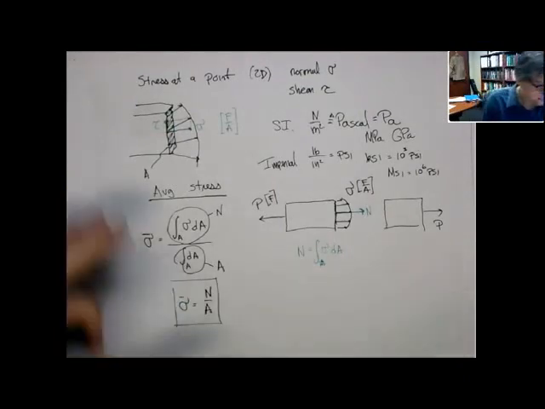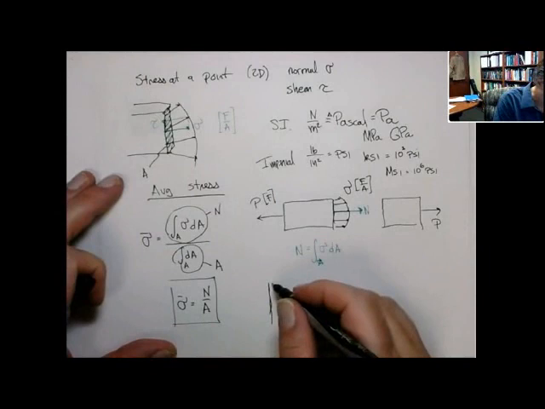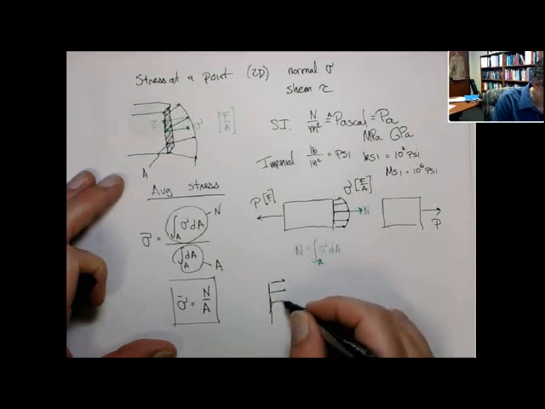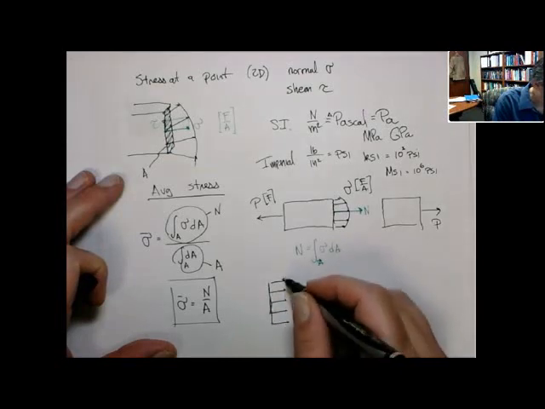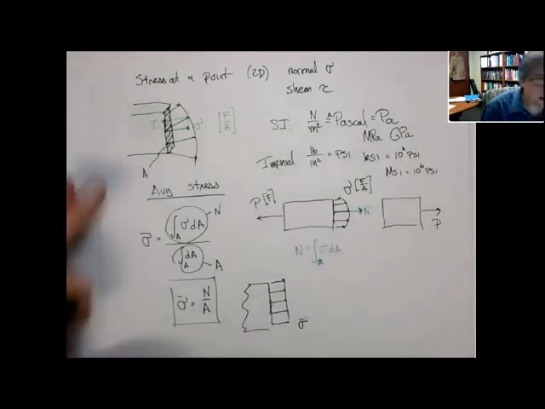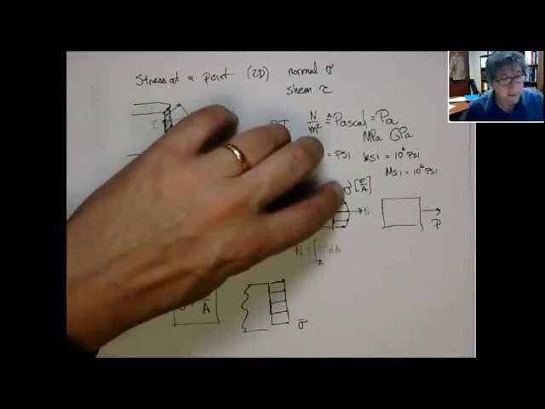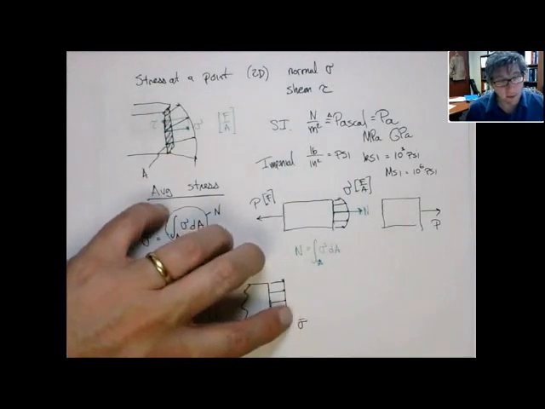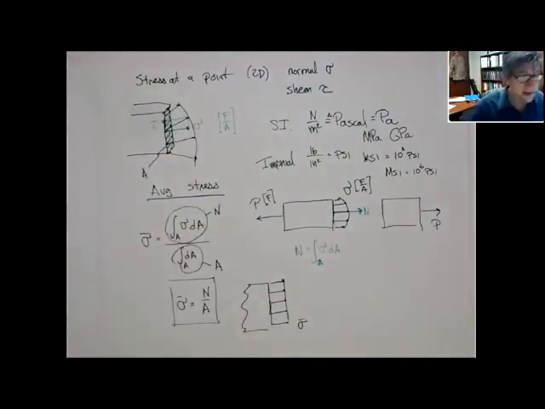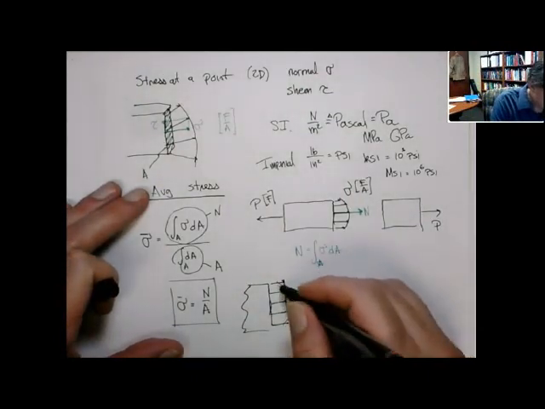Now, the average normal stress is as if there was a uniform distribution. Another way you can think of it, this would be sigma bar. If the actual distributed stress was uniform, then sigma, the stress at a point, would be exactly equal at every point to the average normal stress. In reality, it's typically not. We might have a parabolic distribution.